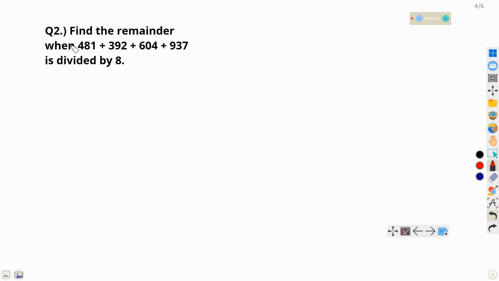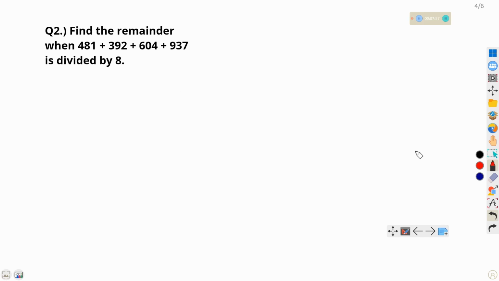Okay, so now let's see how we can apply this congruence modulo to find the answer to this question. It says: find the remainder when 481 plus 392 plus 604 plus 937 is divided by 8. So we have to determine the remainder when the sum of these numbers is divided by 8.